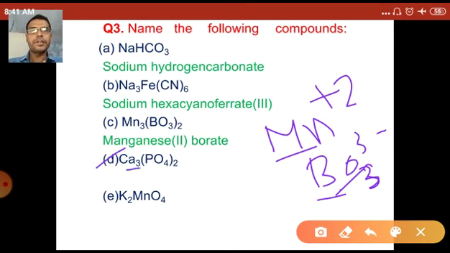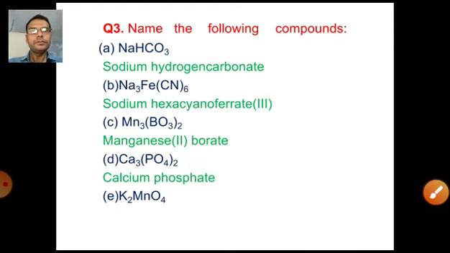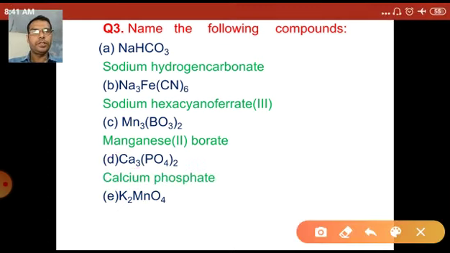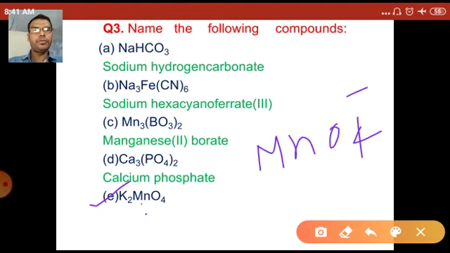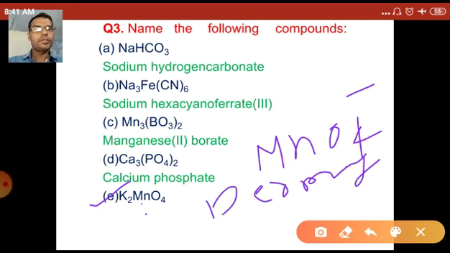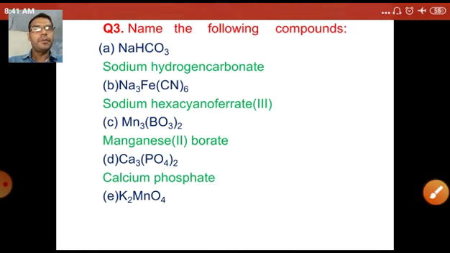Now the next question is D number, Ca3PO4 twice. Ca is called calcium and PO4 is called phosphate. So the name of this compound is calcium phosphate. Now the next question, K2MnO4. K2 is called potassium, and MnO4 minus is called the permanganate ion. So the name of this compound is potassium permanganate.